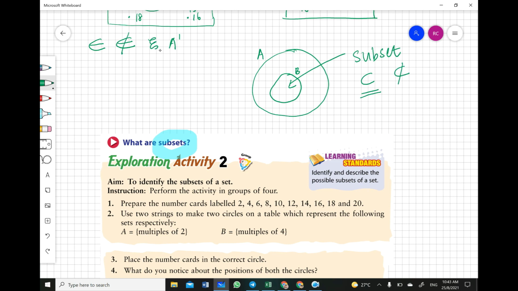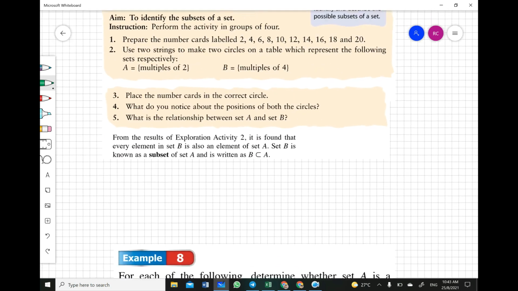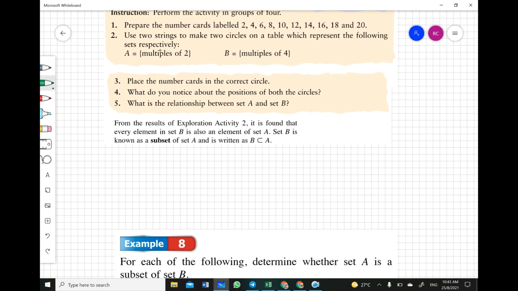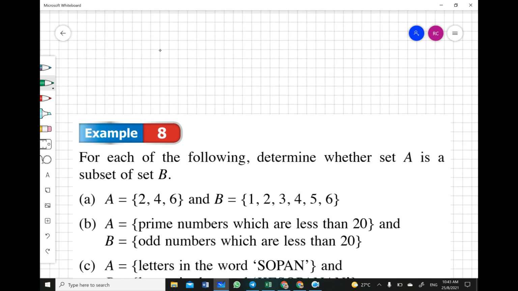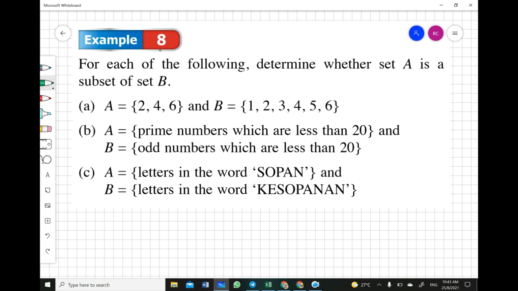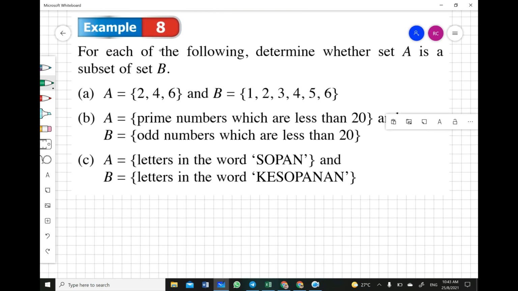So this exploration activity 2 here, I'm just going to skip it. Skip only. You just need to know. This one also, no need actually. We go directly to the example here. Okay, look at example 8.